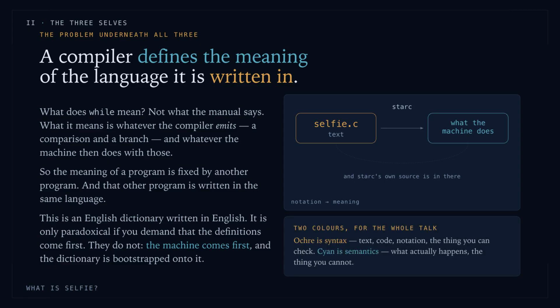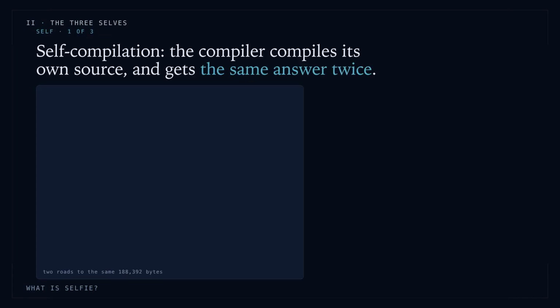Keep 2 colors for the rest of this. Ochre is syntax, notation, the thing you can check. Cyan is semantics, what actually happens, the thing you cannot. The first self, the compiler compiles its own source and gets the same answer twice.